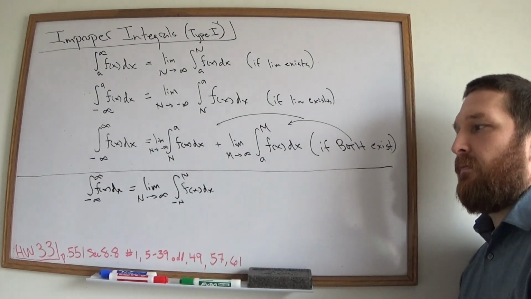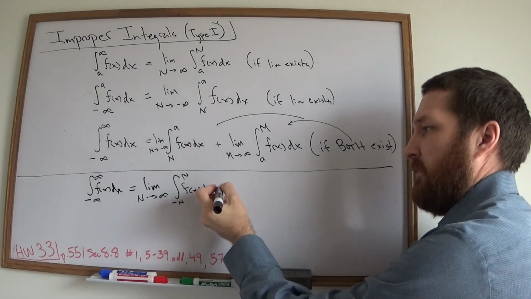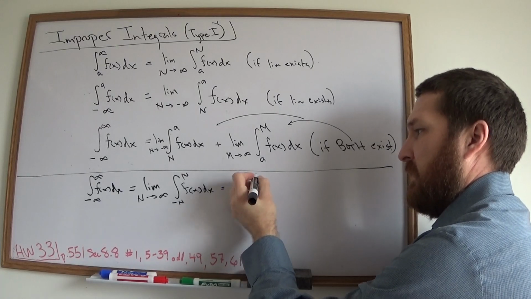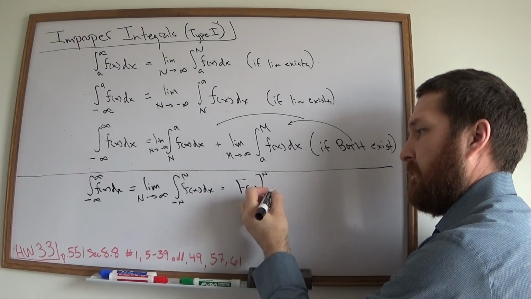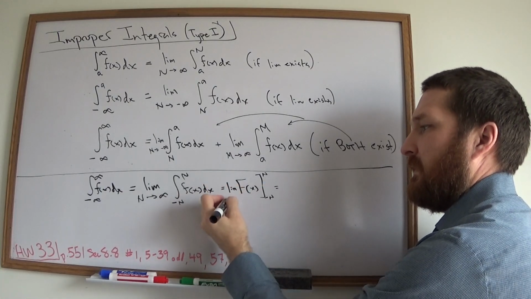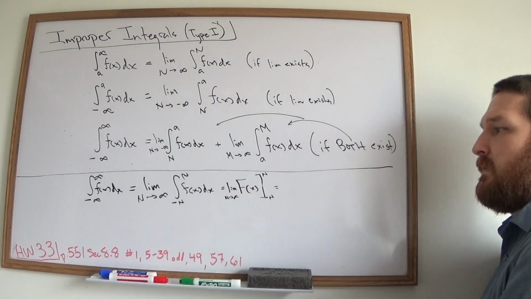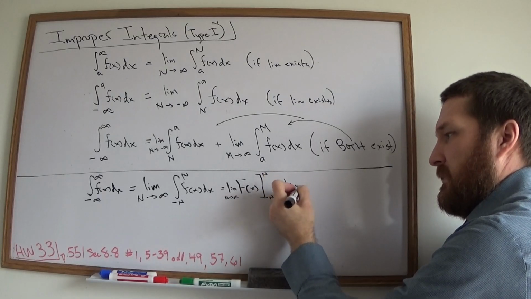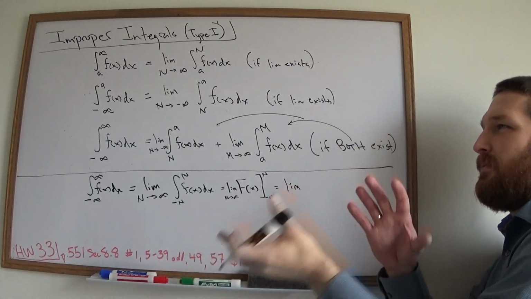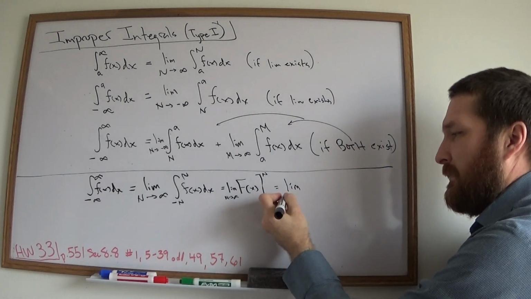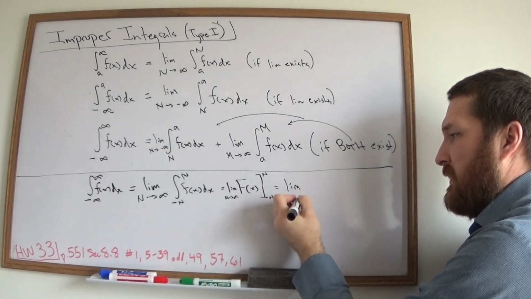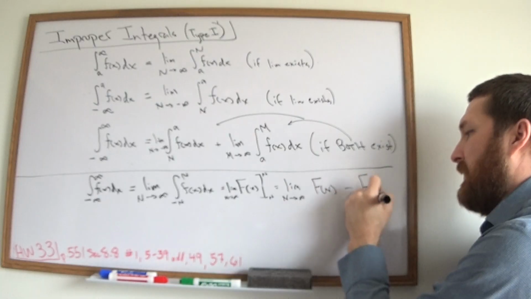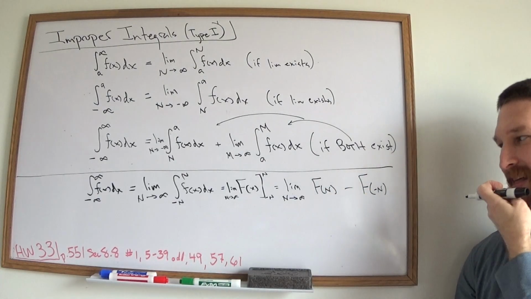Let's suppose that big F is the antiderivative of little f. So we have big F of x evaluated up at n and down at negative n, and of course we're going to be taking the limit as n goes to infinity. Everybody with me? Okay, so, infinity minus infinity, and let's just see what happens. We have a plus c there, but when we do the minusing, the plus c is gone, so I'm not bothering with the plus c. The limit as n goes to infinity of big capital F of n minus big capital F of negative n.